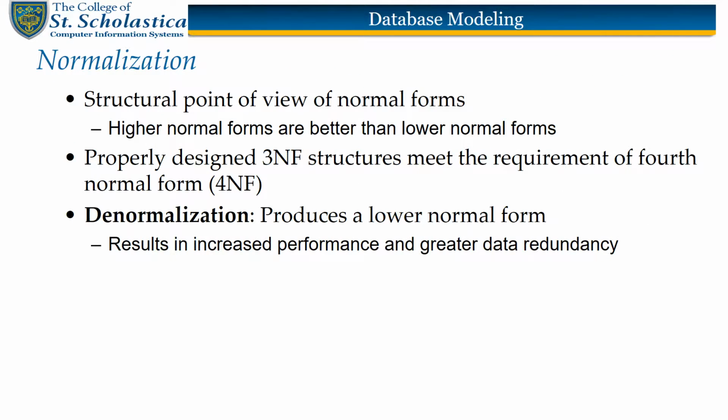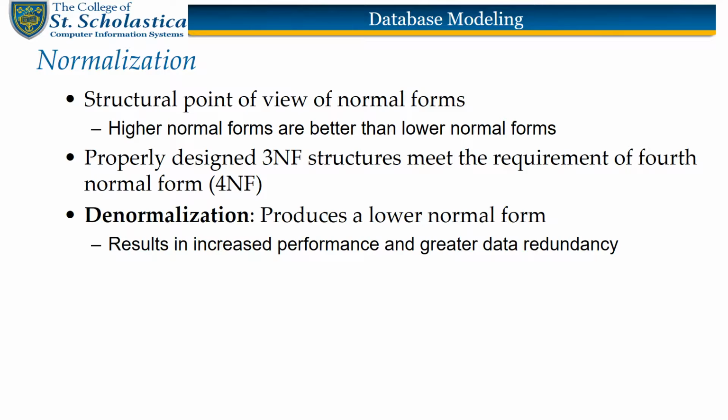From a structural point of view, 2NF is better than 1NF, and 3NF is better than 2NF. For most purposes in business database design, 3NF is as high as you need to go in the normalization process. However, you will discover that properly designed 3NF structures also meet the requirements of fourth normal form, 4NF. Generally, the higher the normal form, the more relational join operations you need to produce as a specified output, and more resources are required by the database system to respond to end-user queries.